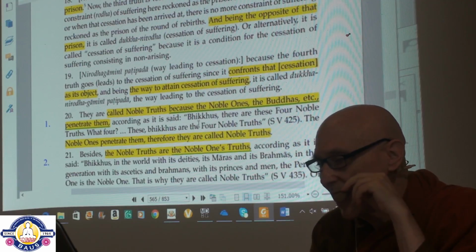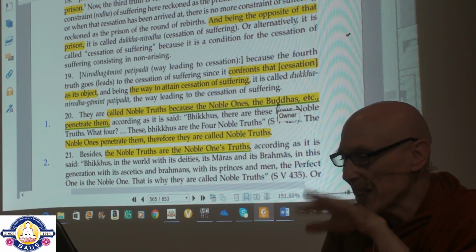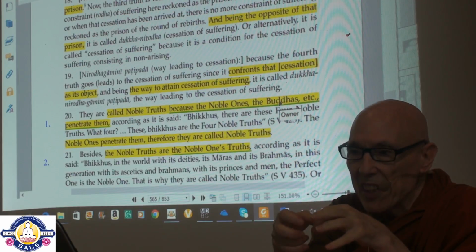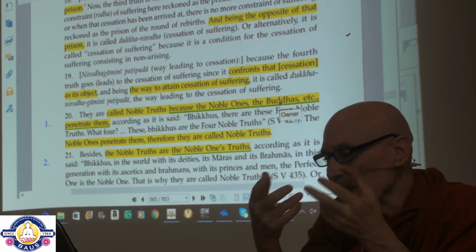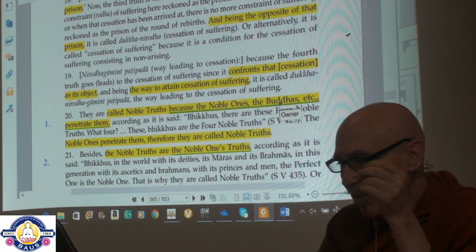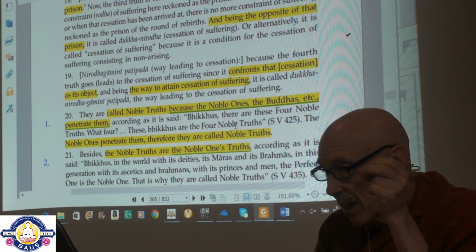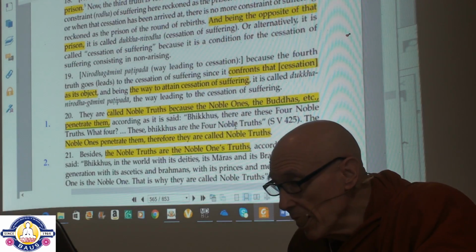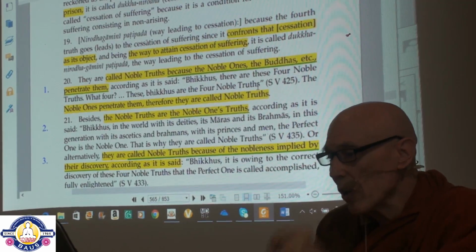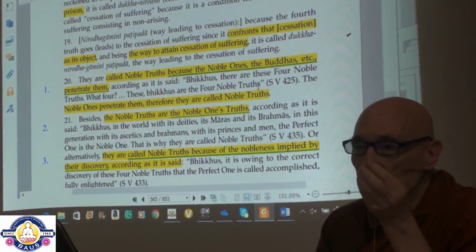Okay, so one reason given is because the noble ones, the Buddhas and so forth, when it says and so forth, it means not only the Buddhas, but the Pacceka Buddhas, those are the solitary individual awakened ones, and the Arahats, and all of the other Aryan persons penetrate them. Okay, so because the noble ones penetrate them, these are called the Four Noble Truths.